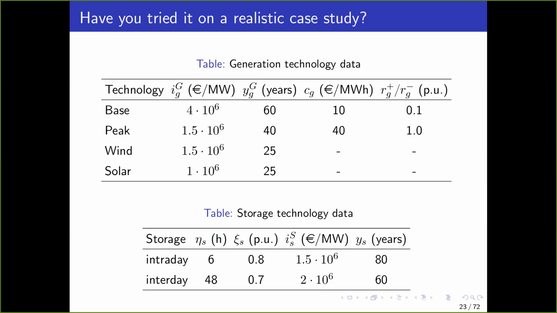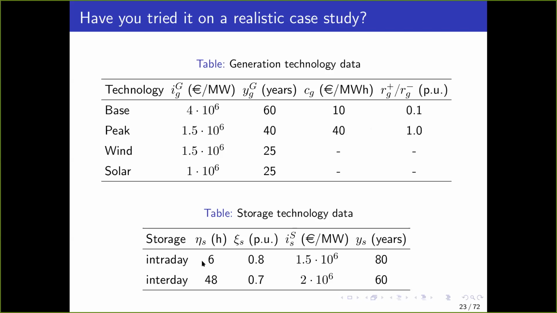This is just some data we use. So we have the investment cost. For example, base units have a very high investment cost, but then the production cost is low. And we also have some ramping limits, meaning that you cannot change production drastically from 1 hour to the next one. Then we have peak units, where the investment costs are lower, but then production costs are higher, and you don't have any ramp limit. We have wind and solar, and then the two storages.